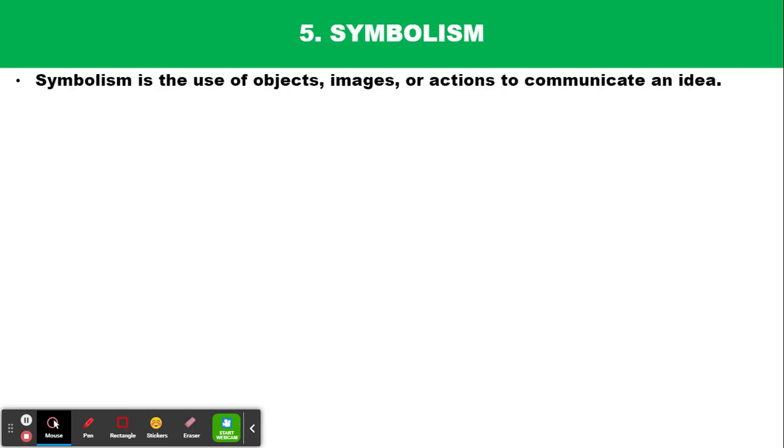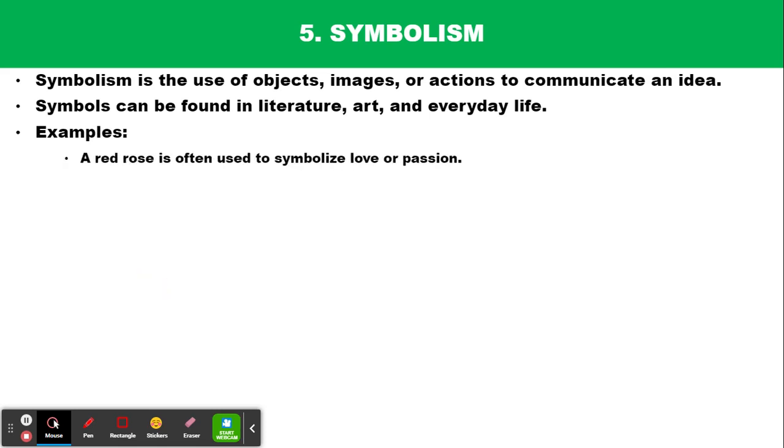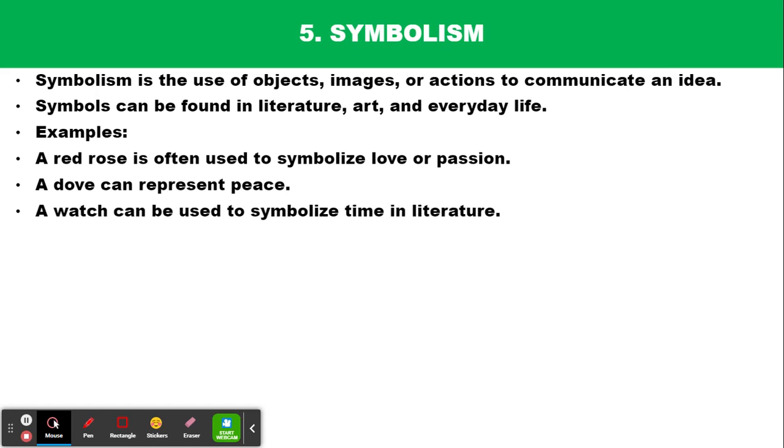Number 5, symbolism. Symbolism is the use of objects, images, or actions to communicate an idea. Symbols can be found in literature, art, and everyday life. For example, a red rose is often used to symbolize love or passion. A dove can represent peace, you know. For example, in the Bible, the Lord told his disciples to be as wise as a serpent, but as harmless as doves.